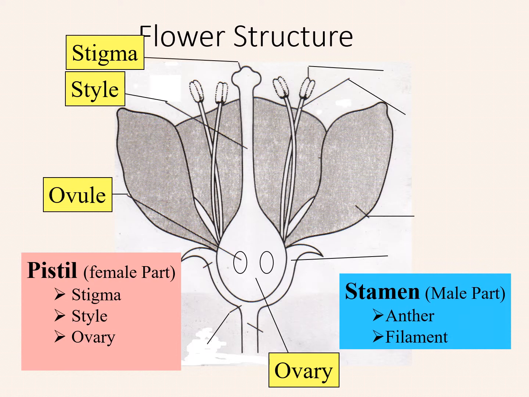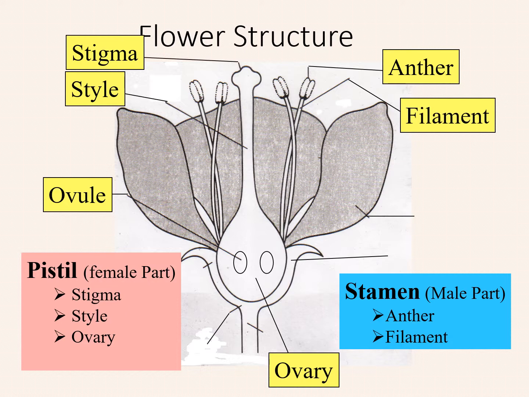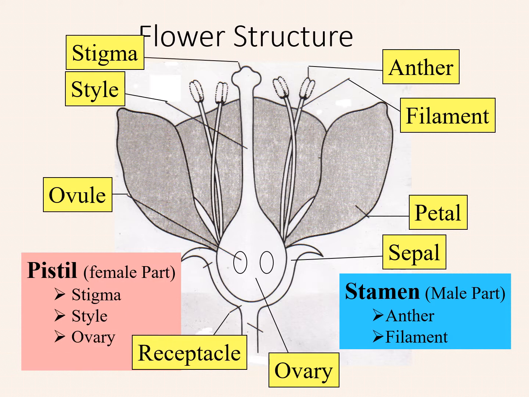And the next layer is the stamen, which is known as the male part of the flower. So it contains anther and filament. This is the structure of the anther, and the tubular structure is the filament. And see the colorful part, the petal. And this is the outermost layer known as the sepal, and the receptacle is the part where all the floral parts are attached.